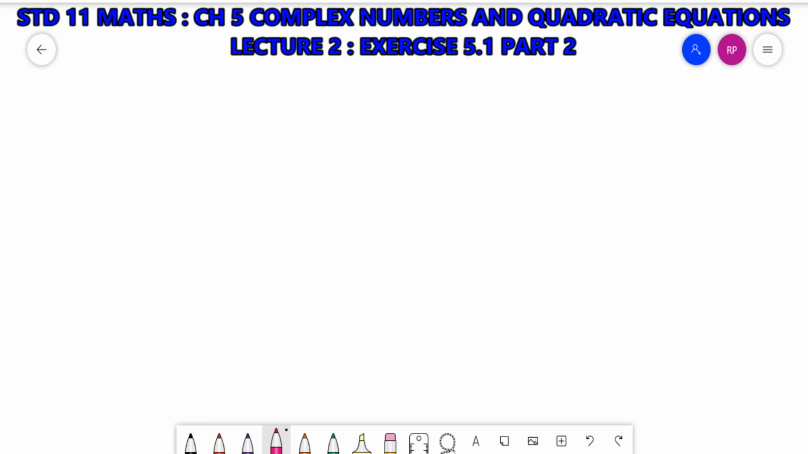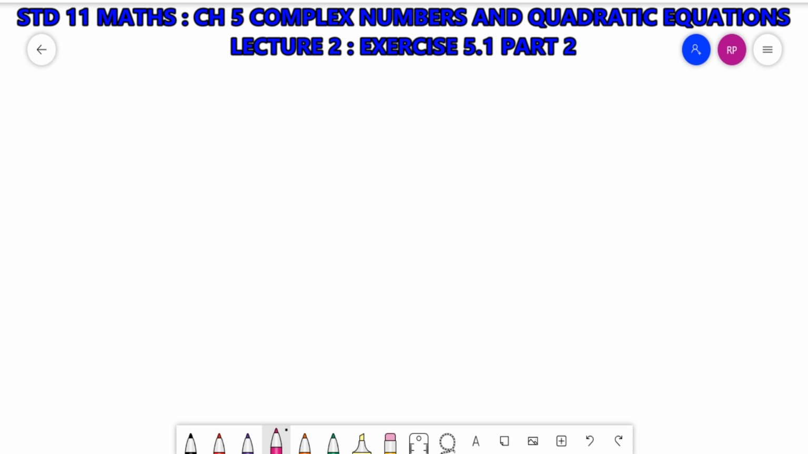Hello students, welcome back. I am Rinkesh sir, and today we are going to continue with exercise 5.1 of chapter number 5, that is complex numbers and quadratic equations. Till now we have completed till question number 10 of exercise 5.1. So we will start with question number 11.